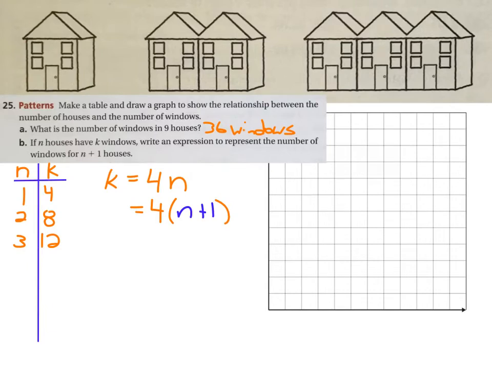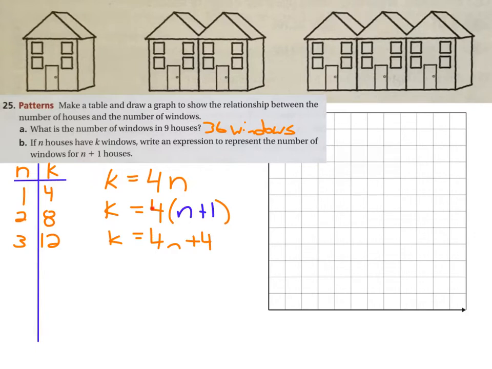Okay? Well, it makes sense that what we're going to get as a result is, well, let's do it. 4 times n, 4n. 4 times 1, 4. The distributive property. Okay? And we say, well then, an expression to represent n plus 1 houses would be 4n plus 4 windows. Okay, k for n plus 1 houses is 4n plus 4 windows.